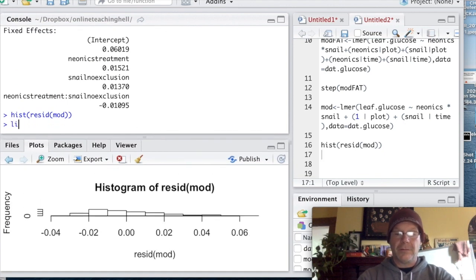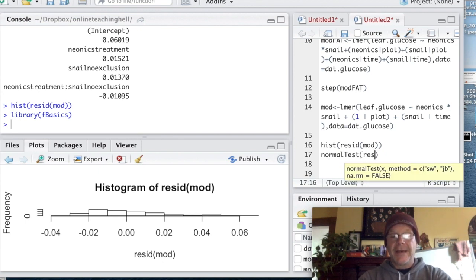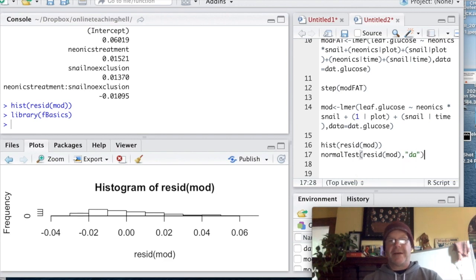We could also, library fBasics, if we wanted to go that extra step, use the normal test function from the fBasics package and give it the residuals of our mod. And let's go ahead and use the DA test, because Jim likes the DA test, and it gives us a little bit more information about where deviations of normality might fall.